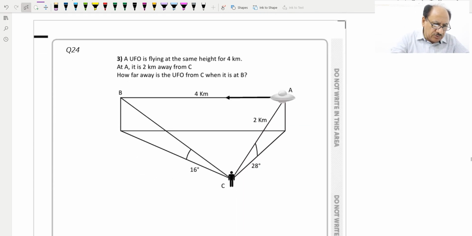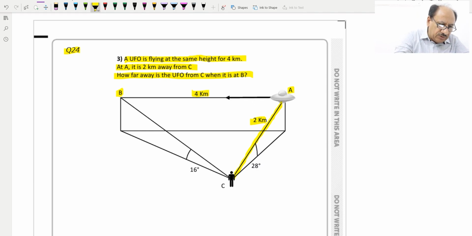Now question number 24, and the question 24 diagram is not to scale. A UFO is flying at the same height of 4 kilometers. This is 4 kilometers. At A, it is 2 kilometers away from C. So this one is from C 2 kilometers. And how far away is the UFO from C when it is at B? So at this location, we need to find the distance, and this distance we can find.